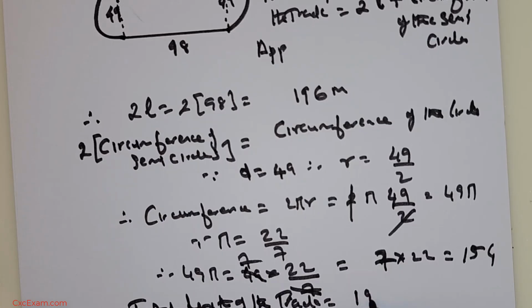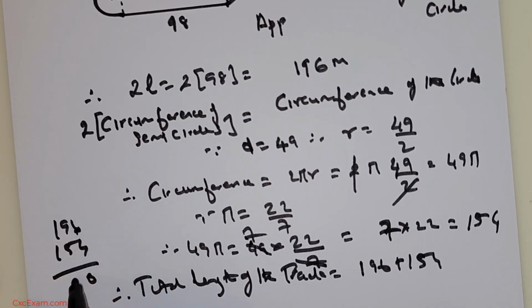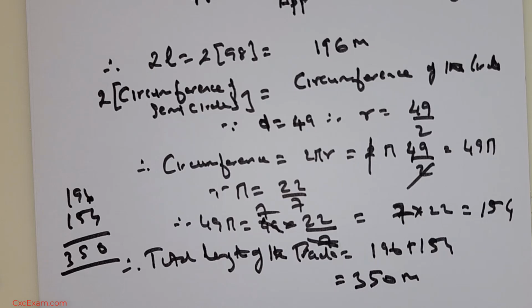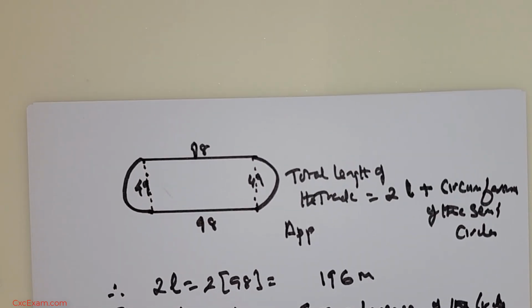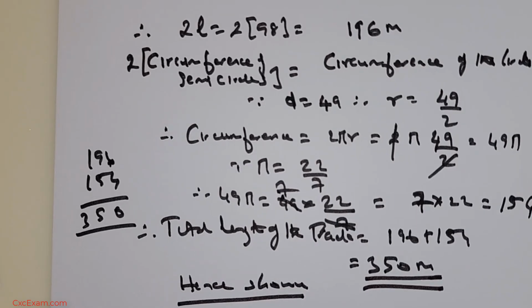So therefore the total length of the track is equal to 196 added with 154. So what is that? 196 plus 154 is 350. So that's equal to 350 meters. And what they are asking us is to show that the length of the track is 350 meters, hence shown. Okay, so this is the solution for this question.